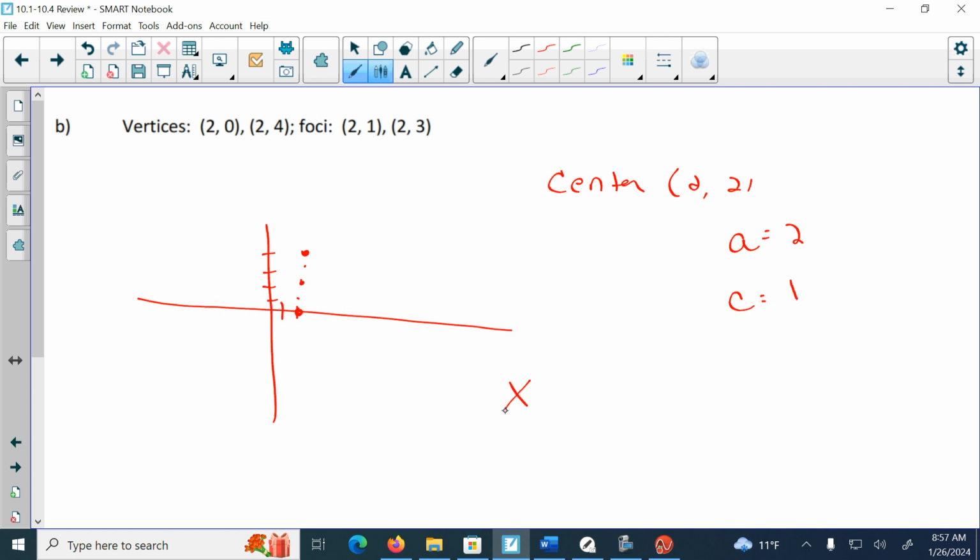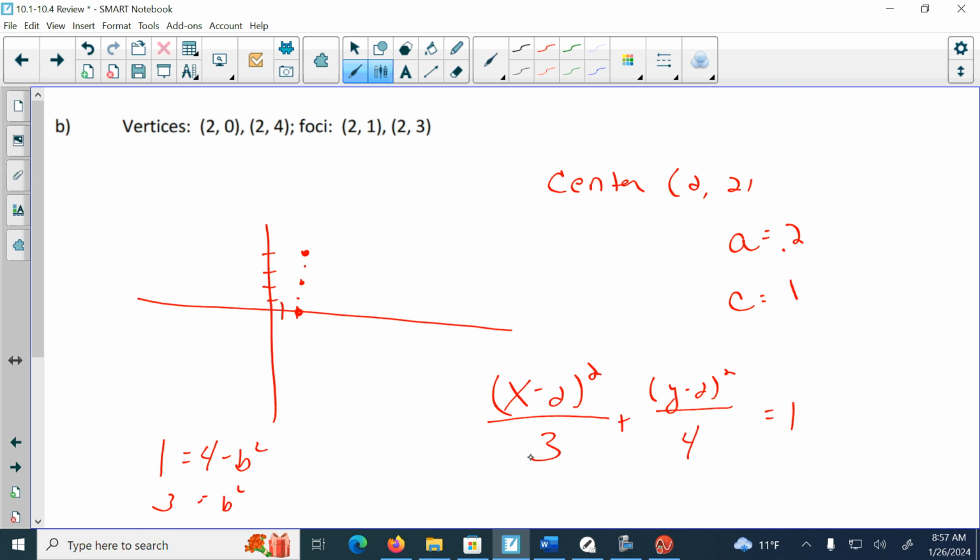So I'm going to start off as x minus 2 squared over some number, don't know it yet, plus y minus 2 squared over my a squared, which is going to be 4, is equal to 1. Then to find my b squared, I'm going to say c squared, which is 1, is equal to my a squared, which is 4, minus b squared. So b squared is equal to 3, and I can just put a 3 here and call it a day.